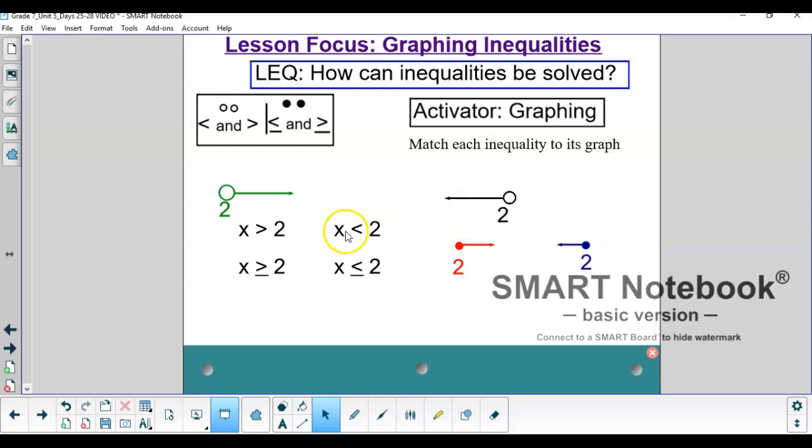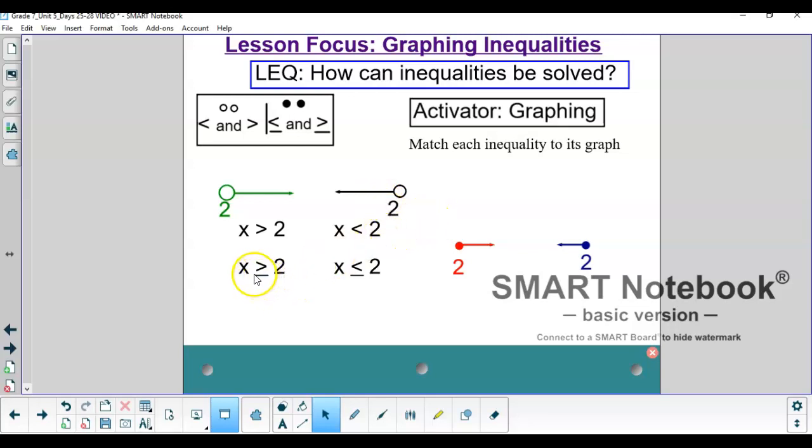The top right one, we have x is less than 2. So again, I know that I'm using an open circle. The only one that has an open circle left is this one in black. Again, less than numbers are always to the left of a number. So if I was looking for numbers less than 2, I'd be looking for numbers like 1, 0, -1, all the way to negative infinity.